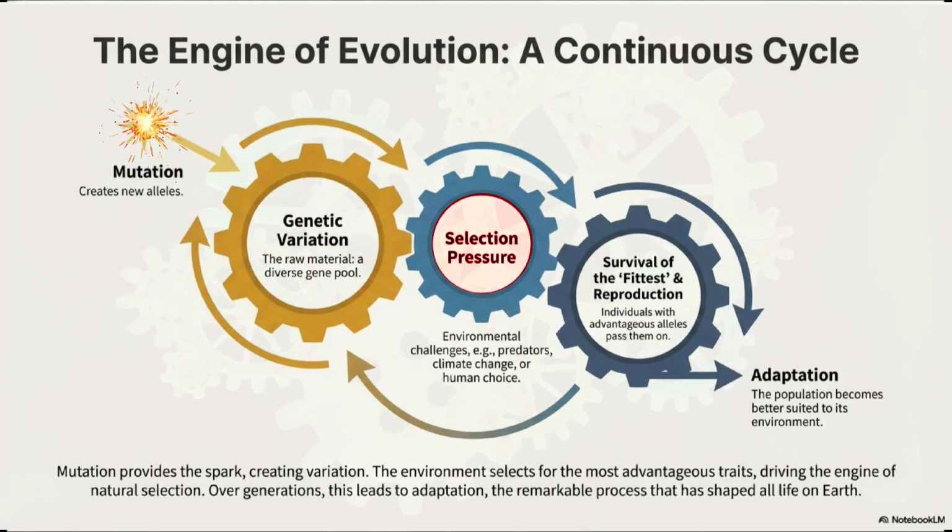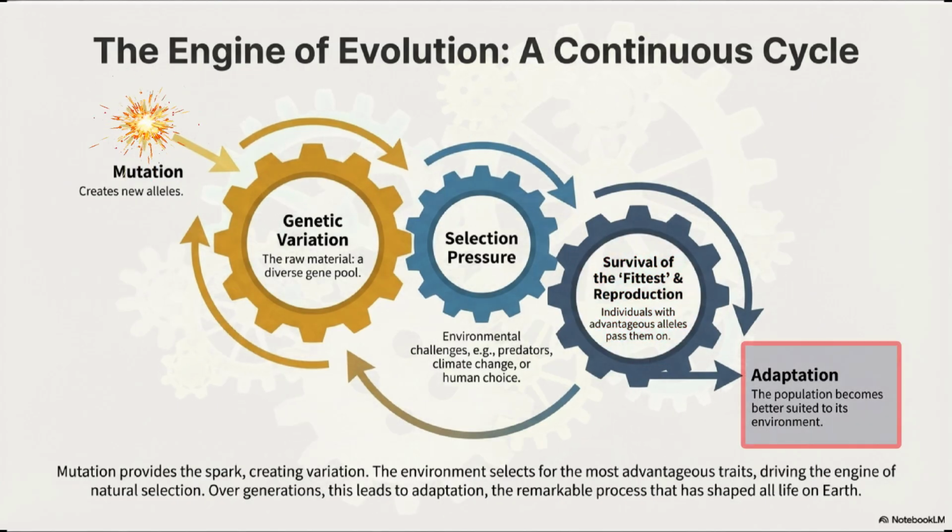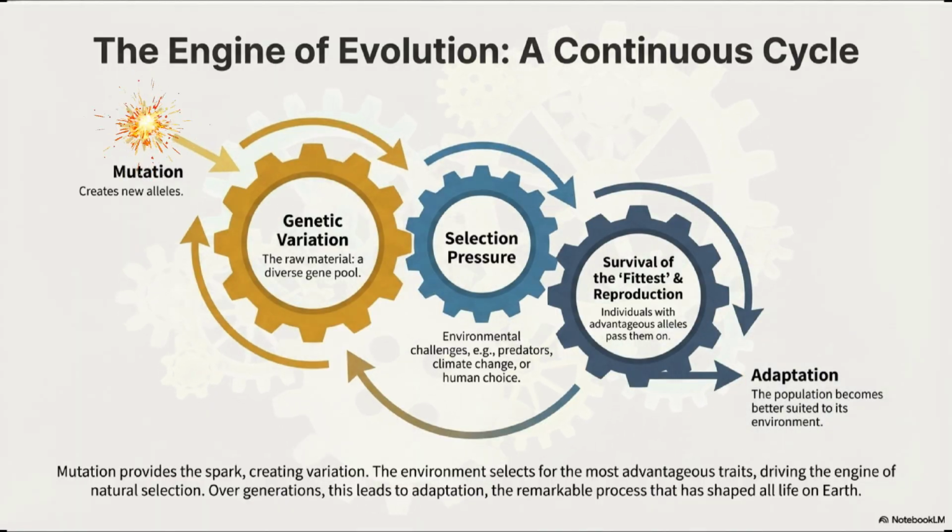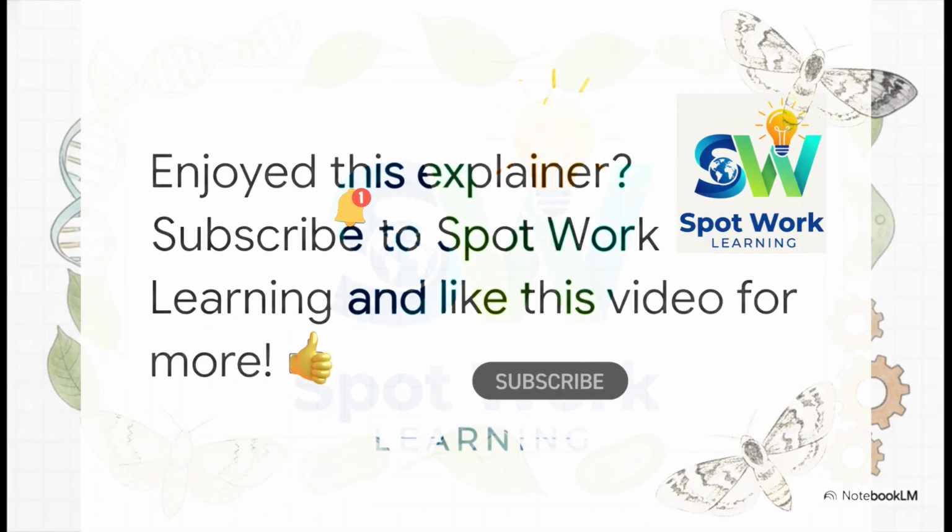That's like the clutch engaging the gears. And as that engine runs, it drives survival and reproduction. And the final product, what comes out the other end generation after generation? It's adaptation. The species becomes a better and better fit for its environment. It's this powerful, non-stop cycle that has sculpted every living thing you've ever seen. And there you have it. That is how variation and selection work hand in hand as the engine of evolution.